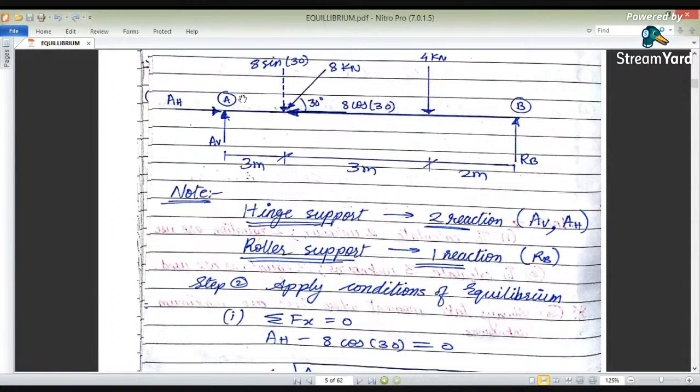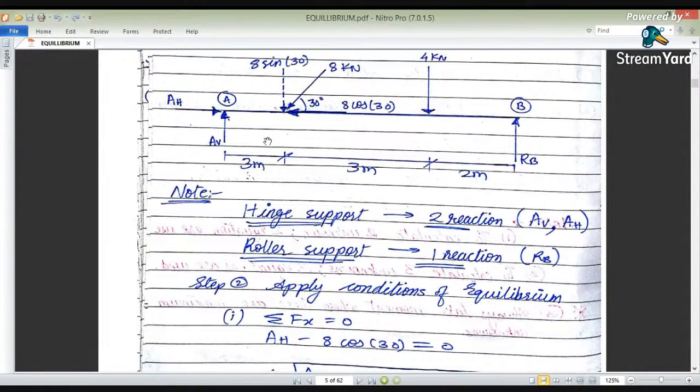For all forces about A, AH will be zero and AV will also be zero, because we are taking the moment at this point. Therefore the horizontal force about A will be zero, and the vertical force about A will be zero. We will take this moment about A. So 8 sin 30 into 3 meters we will take as the moment, and it will be in the clockwise direction. Again this 8 cos 30 is along the same line, therefore it will be 0. What about this 8 kilonewtons? Again it will be acting about A, that means 3 plus 3 is nothing but 6.